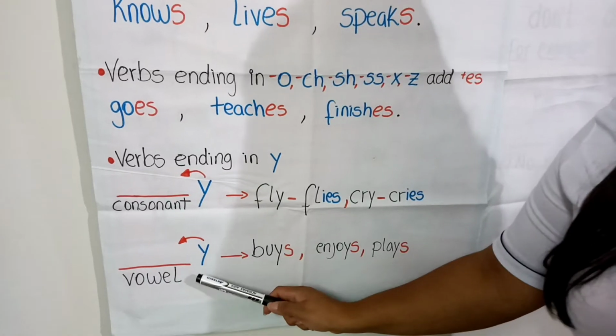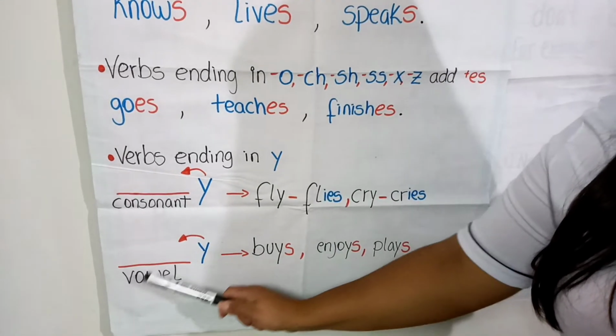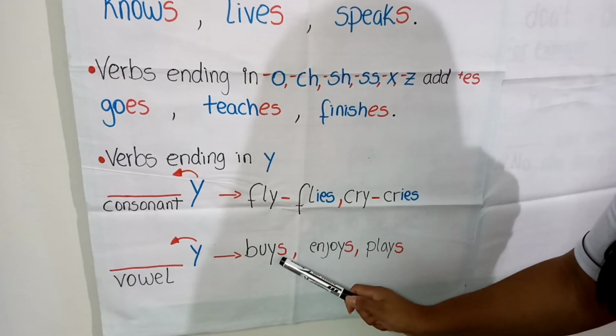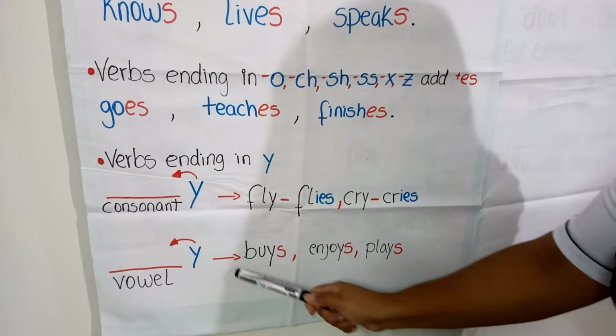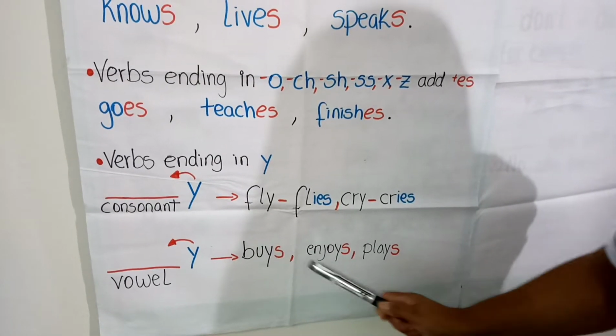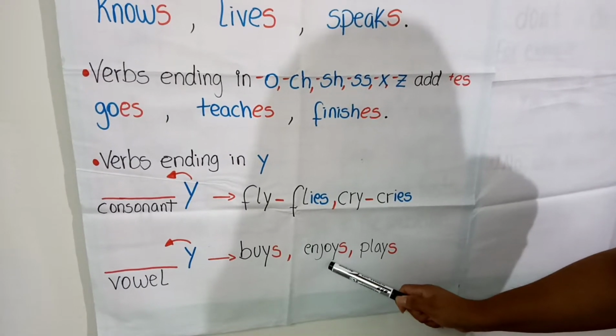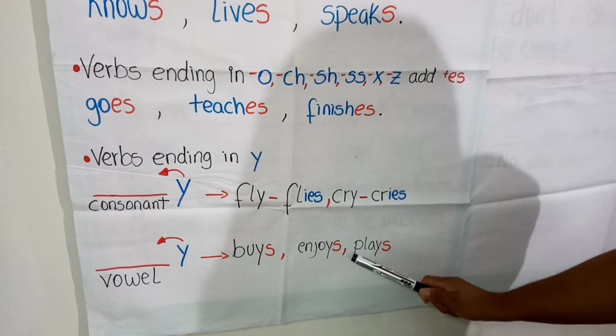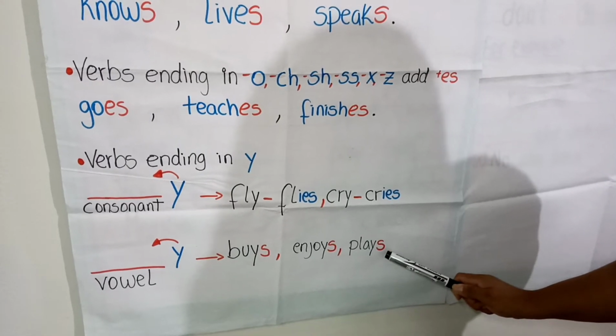The other case about Y is that if we have a vowel, we just have to add letter S, like buy, buys, enjoy. As you can see, Y and a vowel, just add letter S. Then we have play, plays.